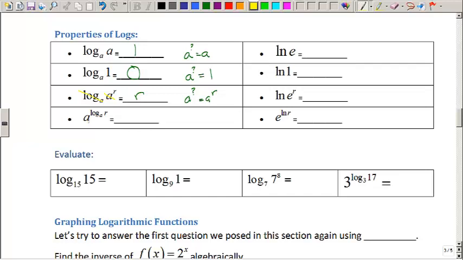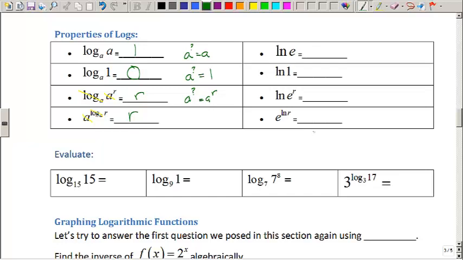Similarly, we have a raised to the log base a of r. Another way of thinking about this is base a of the exponential and log base a. Notice that the bases are the same. I'm taking an exponent of a log, and logs and exponents are opposites of each other, so they kind of cancel each other out, and I'm still just left with a normal-sized r.